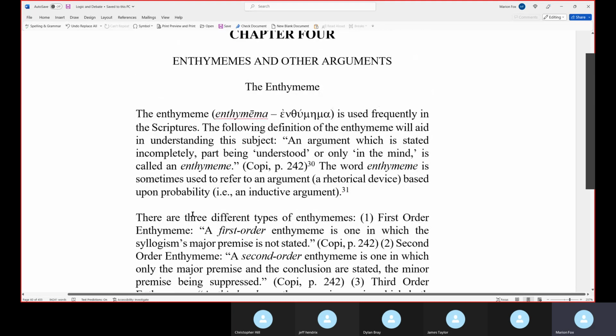And so we come back up here now. Sometimes it's used as a rhetorical device based on probability, inductive logic. We'll come back to this later in our chapter on inductive logic, inductive arguments. We'll do it just a little bit, but we won't develop it the way it normally is. It's used as a rhetorical device in both senses, with inductive and deductive logic. We'll see this as we develop it.